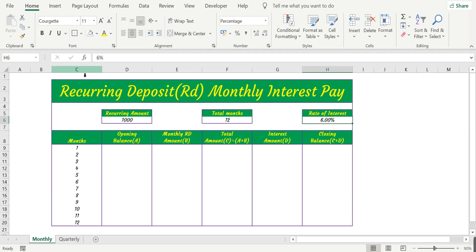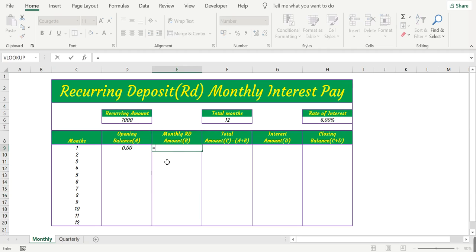So here in column C, we have months, that is 1 to 12. And opening balance for the first month will be 0, let's type 0. Maturity RD amount will be 1000, every month it will be the same. So let's give the reference here, 1000, and I also need to lock this cell by pressing F4 from the keyboard because I need to extend the formula until 12 months because every month the deposit remains same. Let me extend the formula here.